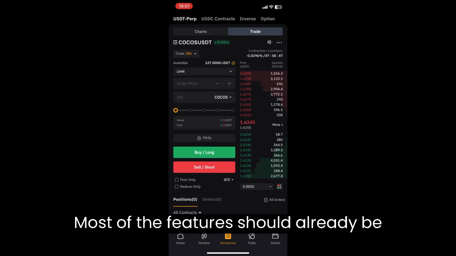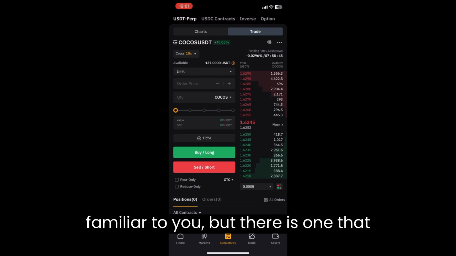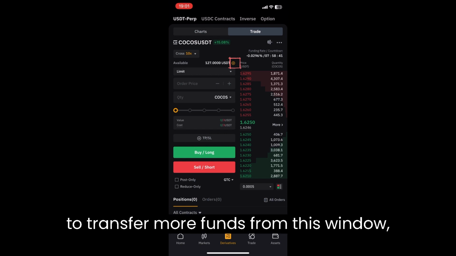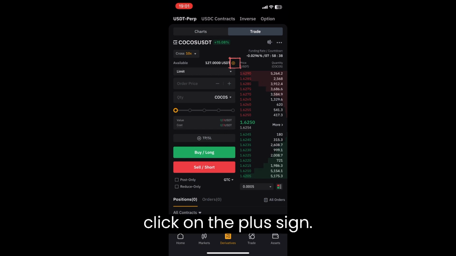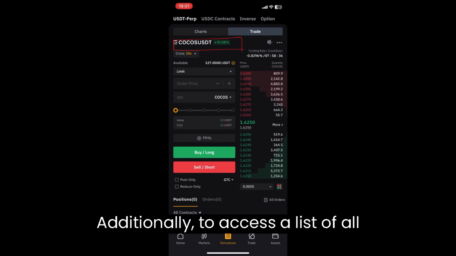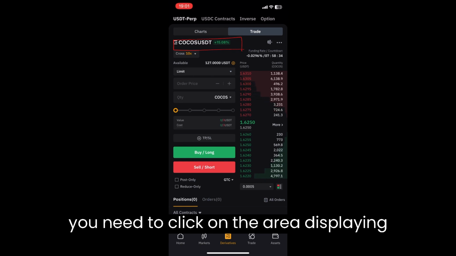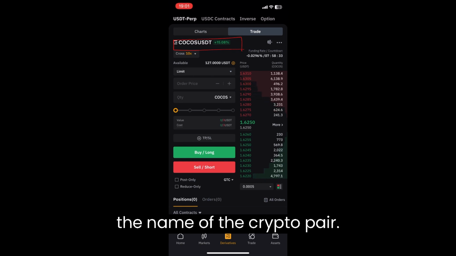Most of the features should already be familiar to you, but there is one that might be new for you. If you would like to transfer more funds from this window, click on the plus sign. Additionally, to access a list of all available tokens for futures trading, you need to click on the area displaying the name of the crypto pair.